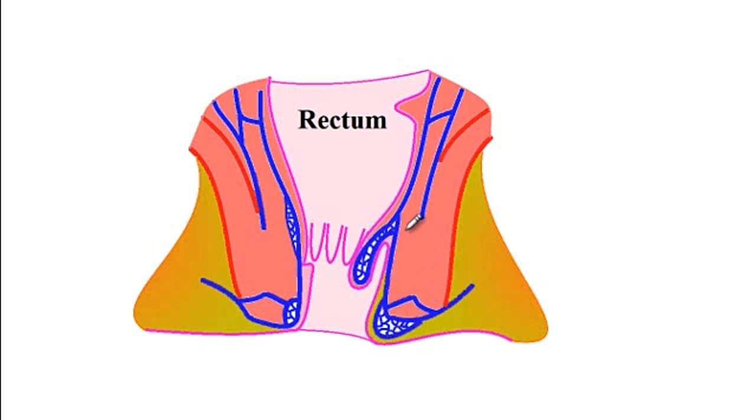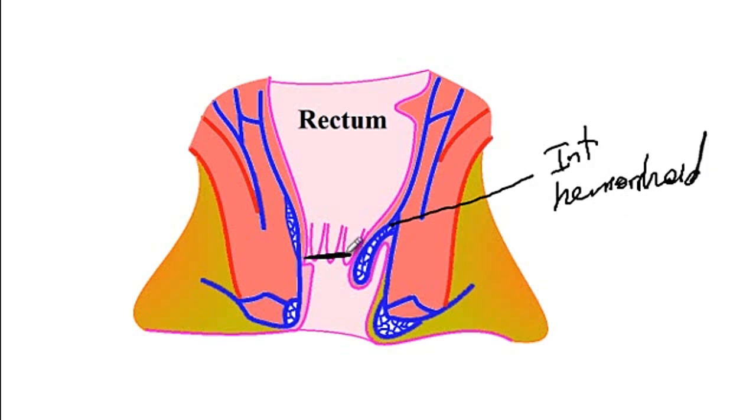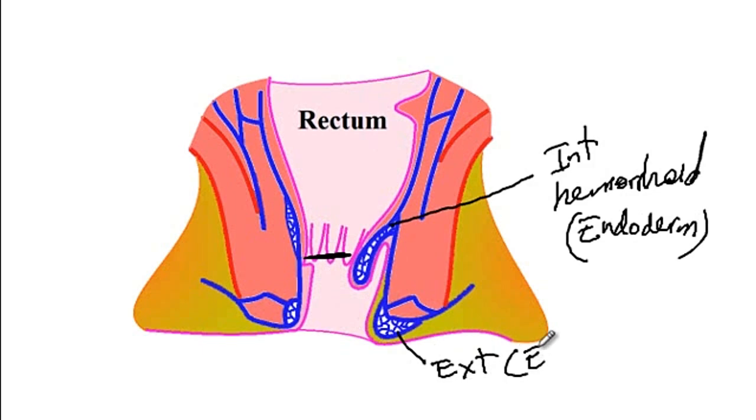Now on the top part we have the internal hemorrhoid, which is above the pectinate line. So anything that is above the pectinate line is deriving from the endoderm. While here we have the external hemorrhoid, which is below the pectinate line, and thus it's derived from the ectoderm.